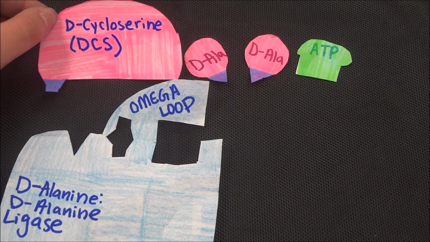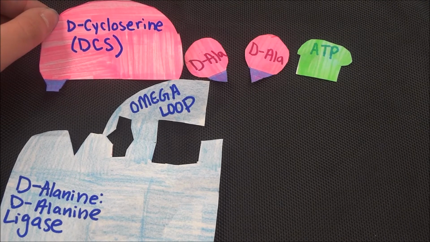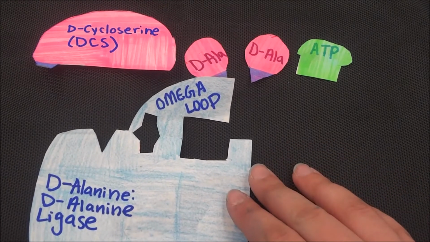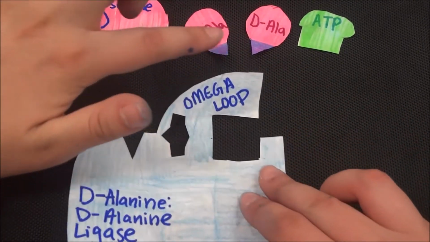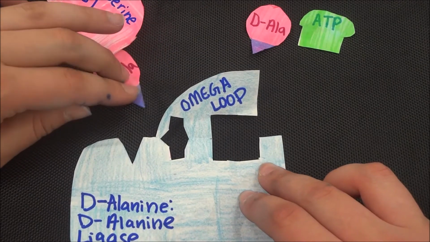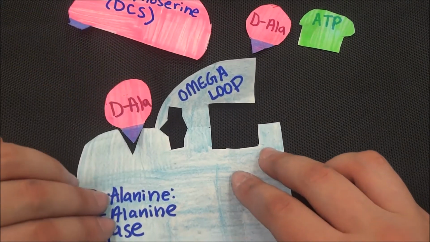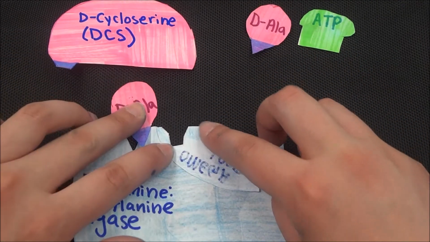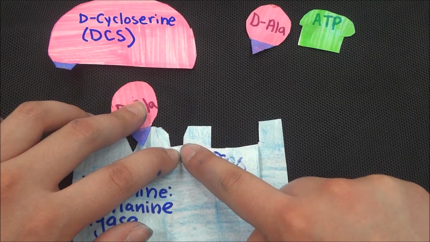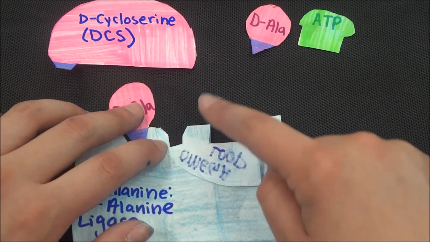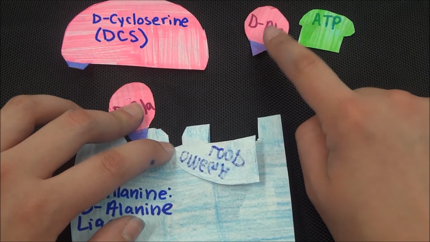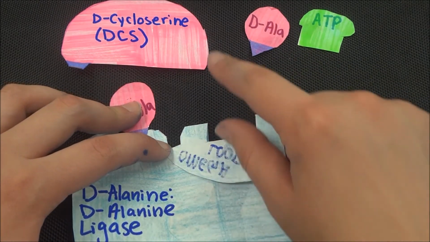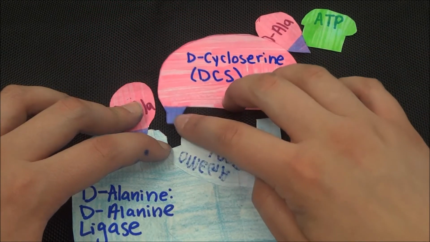This is D-cycloserine, which is going to serve as an inhibitor for the reaction of D-alanine-D-alanine ligase. In the presence of DCS, the first D-alanine is still going to bind to DDL. When the first D-alanine binds, there's still going to be that conformational change at the omega loop. However, this is going to expose the second active site for DDL. Since I said before that this D-alanine has less of an affinity here for DDL, this lets the DCS bind here.